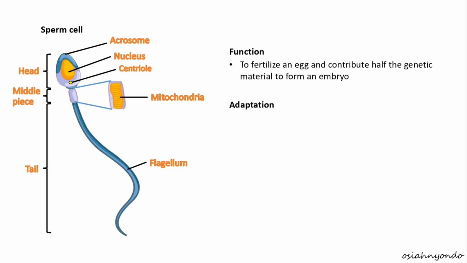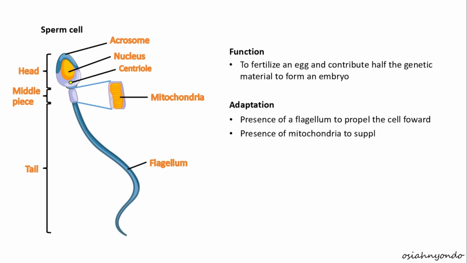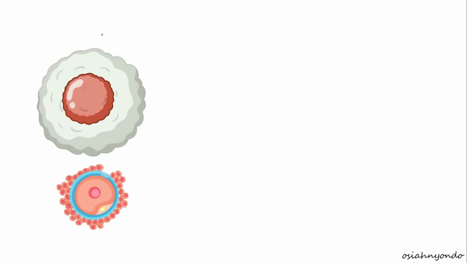Adaptations. Presence of a flagellum to propel the cell forward. Second point, presence of mitochondria to supply the cell with energy. So these are some of the adaptations and also the function that you need to understand on this cell.